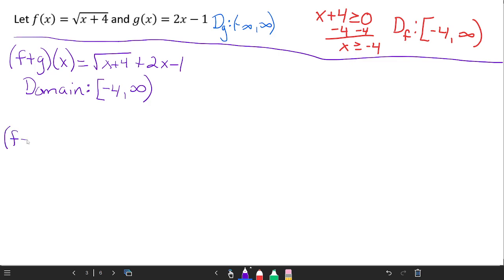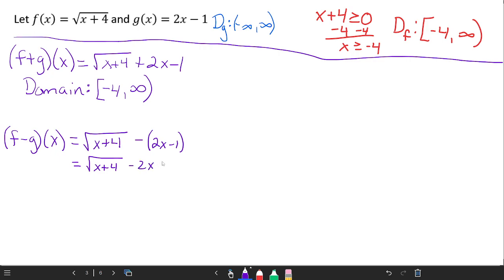All right, for f minus g, it's going to be very similar. We're going to take our function f and we're going to subtract the function g. We do want to make sure we're subtracting the entire function, so since it has two terms, we need parentheses there, which means we can do a little bit of simplifying this time. We can distribute in the negative. So there's our equation for f minus g.